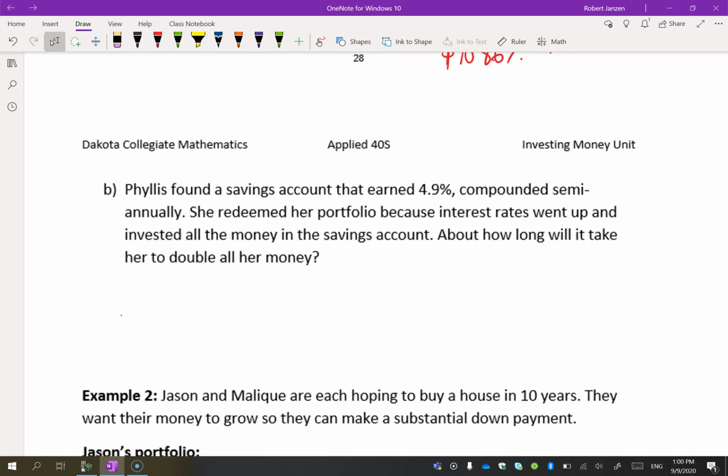Phyllis found a savings account that earned 4.9% compounded semi-annually. She redeemed her portfolio because interest rates went up and invested all the money in the savings account. About how long will it take? About how long? So this is an estimate.